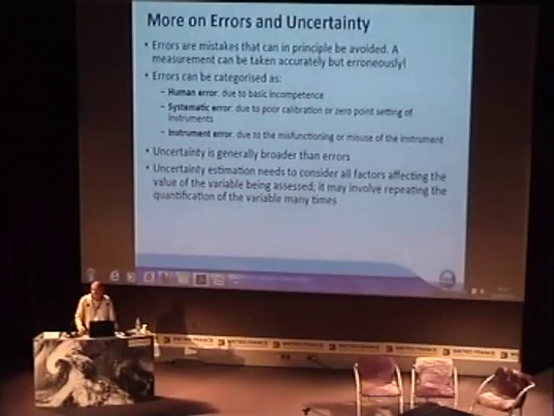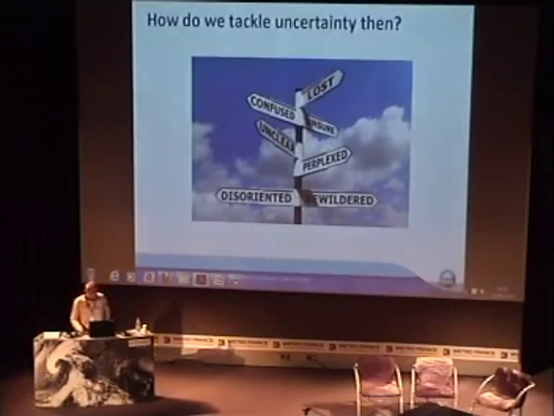And the uncertainty estimation needs to consider all factors affecting the value of the variable being assessed. This may involve repeating the quantification of the variable many times. The more you measure something, the better handle on uncertainty you have. Again, referring to the table, you take the measurement of the table many times, and every time you get a slightly different value, hopefully very close to each other. We'll see another example of this measurement soon on a very well-known quantity.